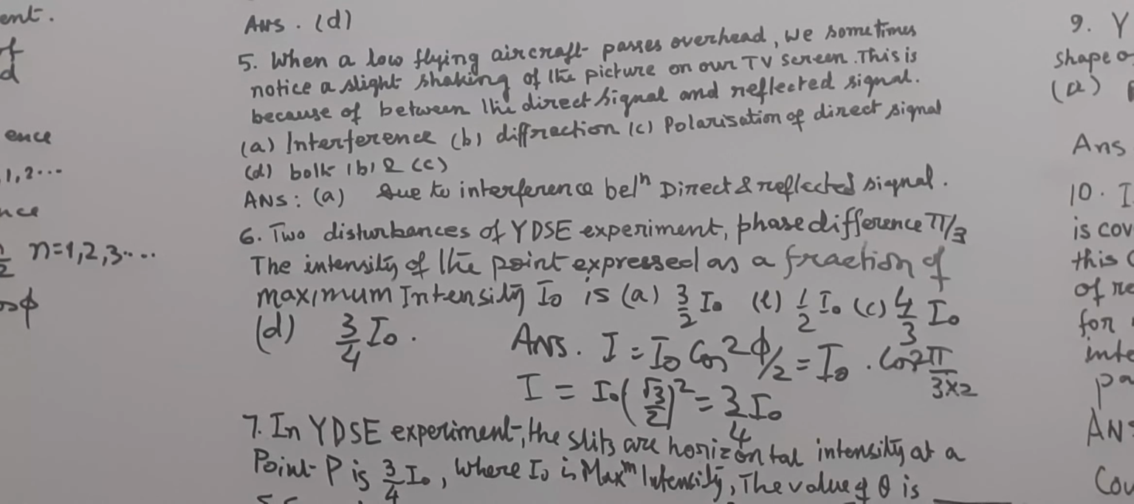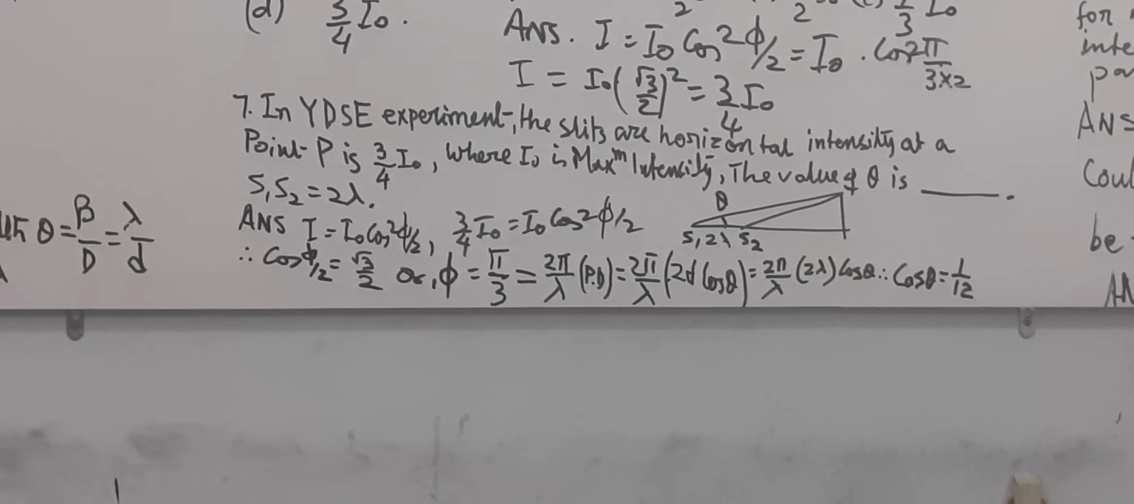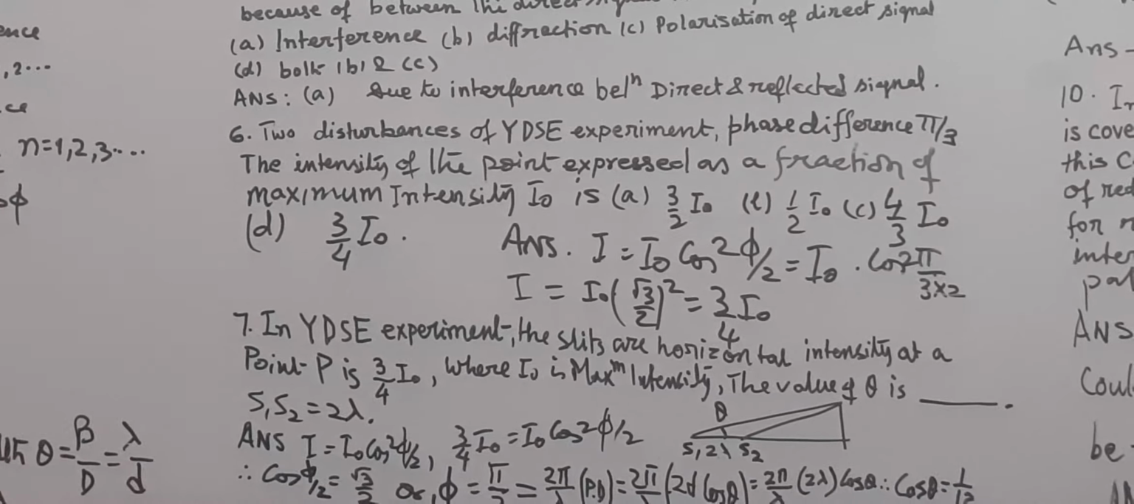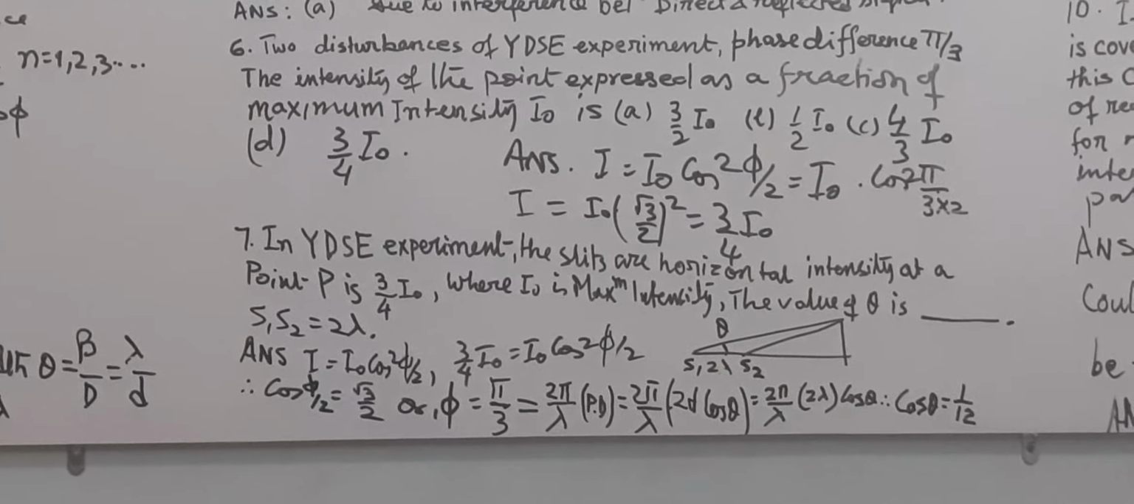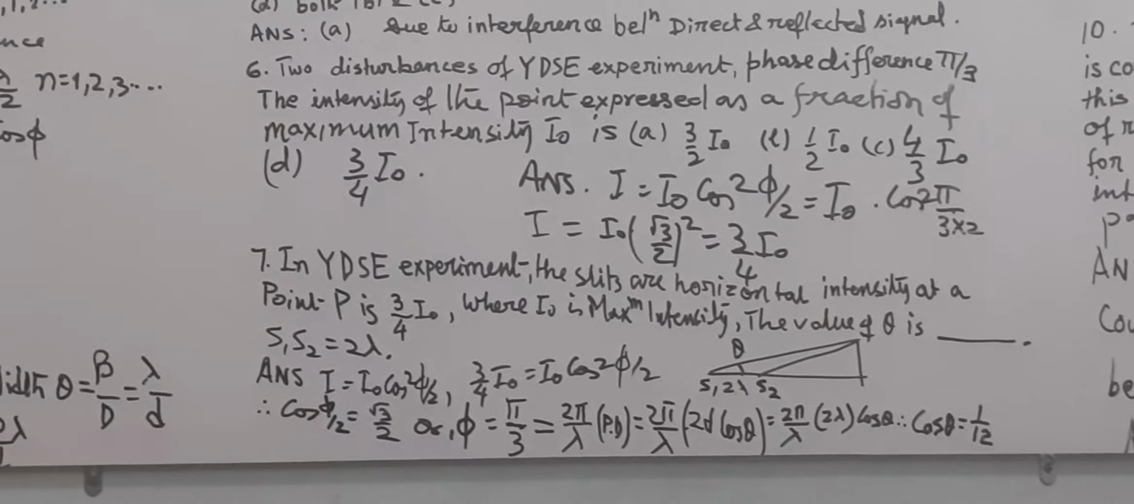Question number 7. In the YDSE experiment, the slits are horizontal. Intensity at a point P is 3 by 4 I naught, where I naught is the maximum intensity.